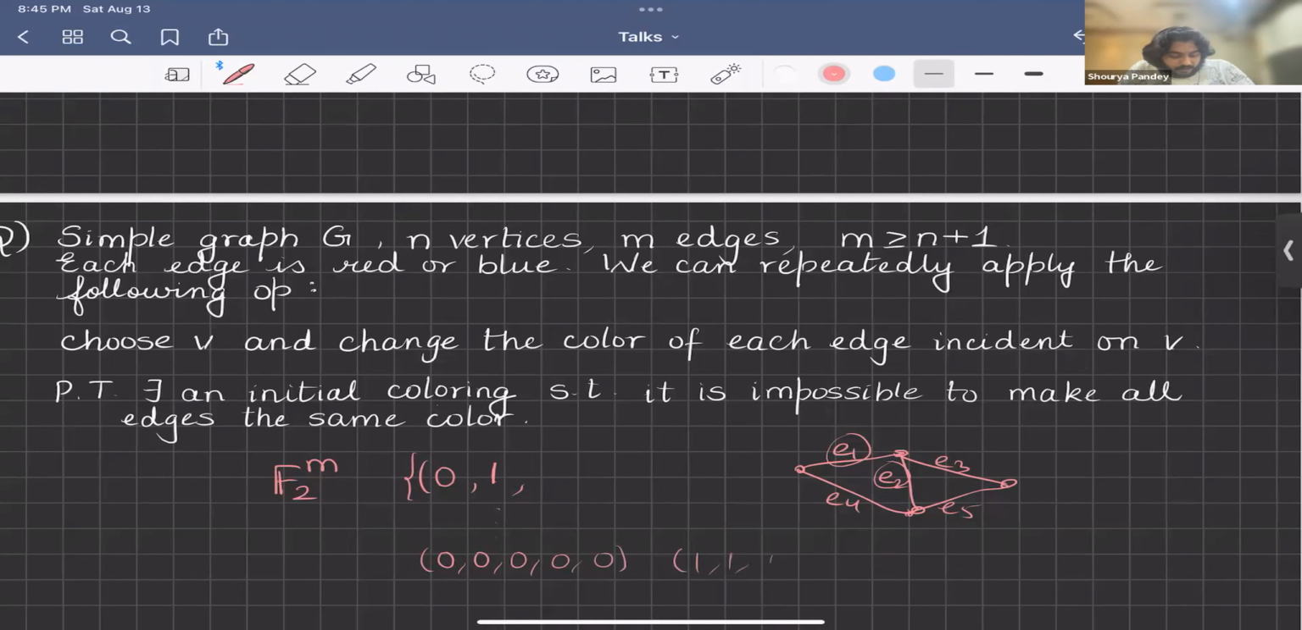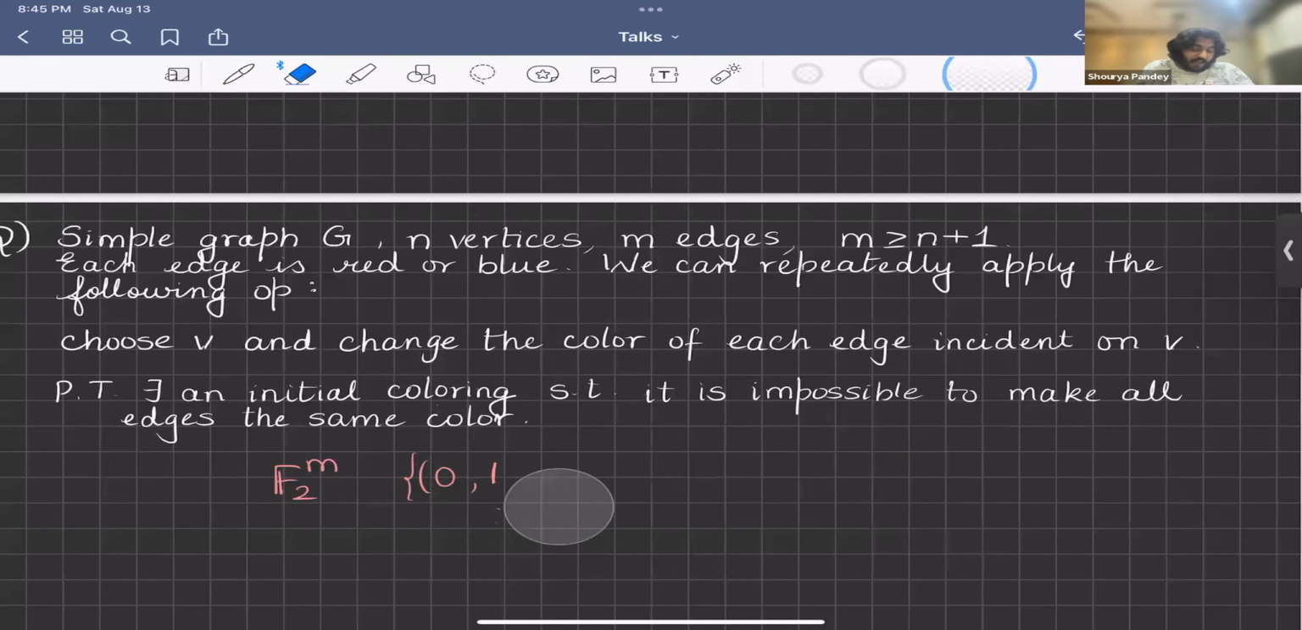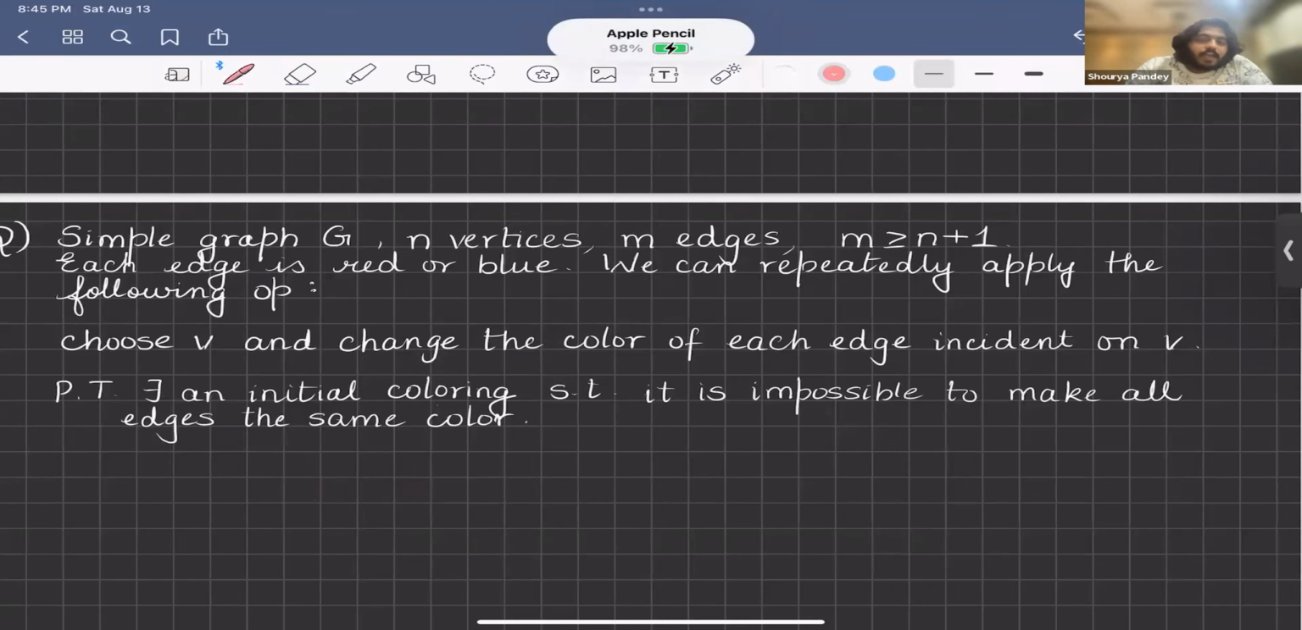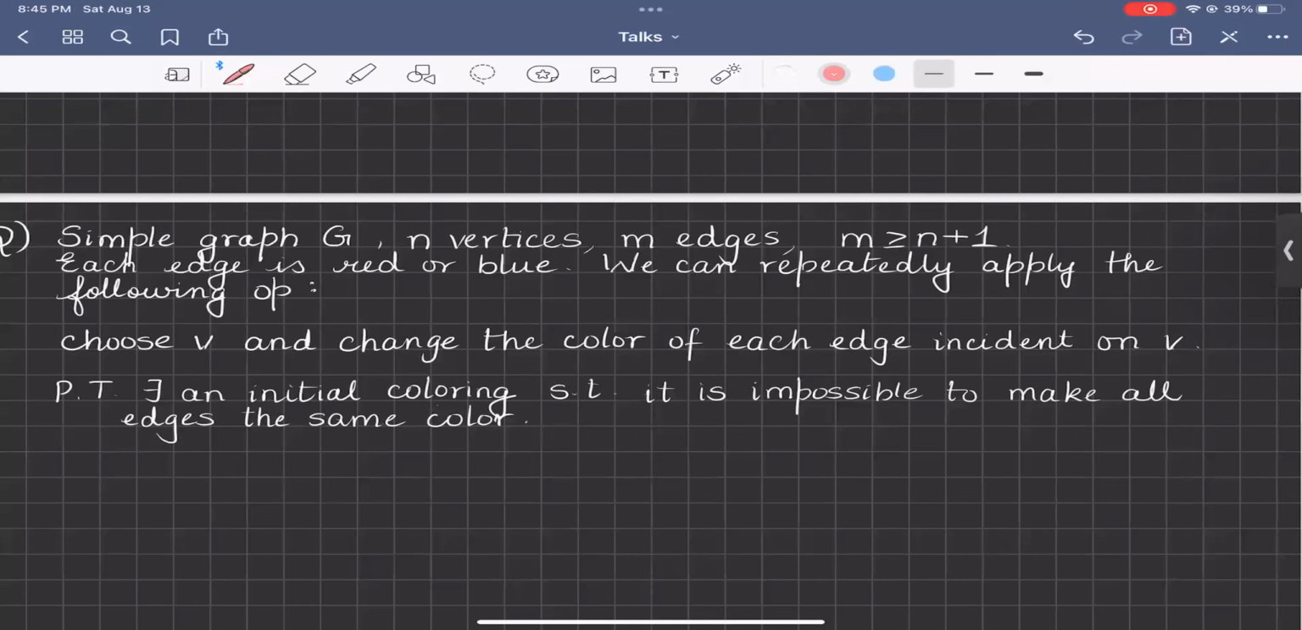Basically, you want to show that there is some initial configuration where you end up with neither this nor this. Right? Yeah. So we have to show that it's linearly independent. Well, I don't know what you need to show. I just gave the hint for the space. You can consider F2^m, where each position in the vector corresponds to an edge, and red is 0, blue is 1, whatever. So that's how it's working.